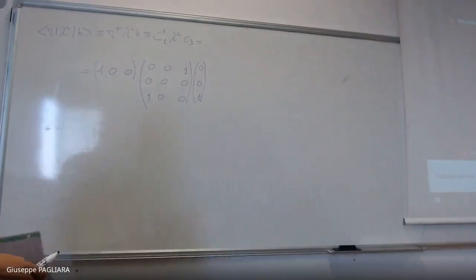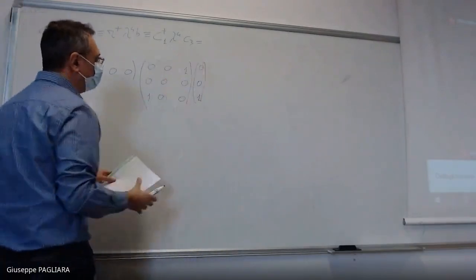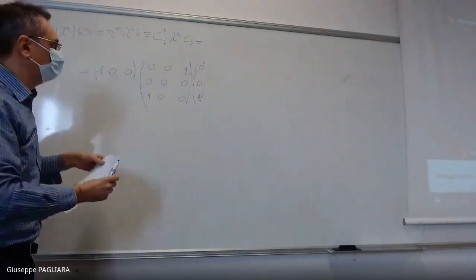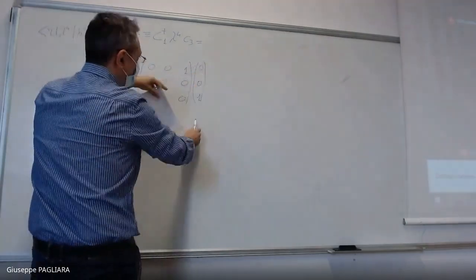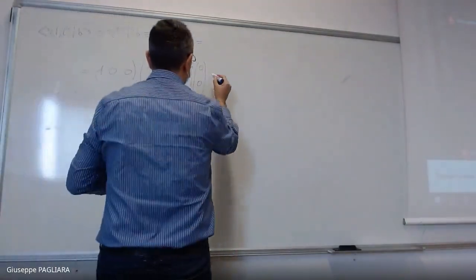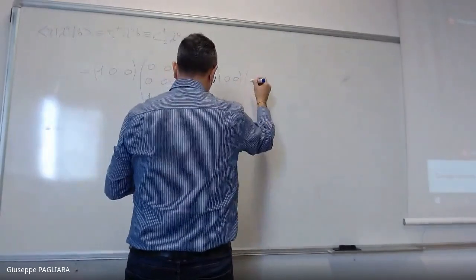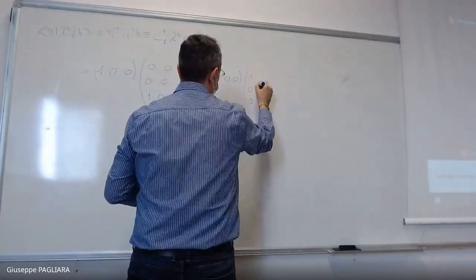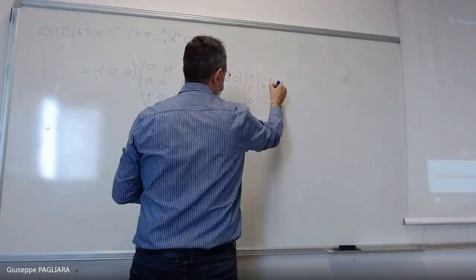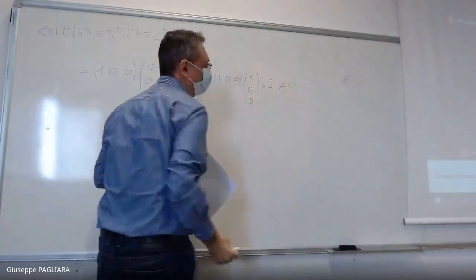Okay, thank you. So let's now take the product of the matrix with the vector, which is 0, 1, 0, 0, 0. So this is just 1, 0, 0, and then we have 1, 0, 0. And so at the end, this is just the number 1, which is clearly not 0.